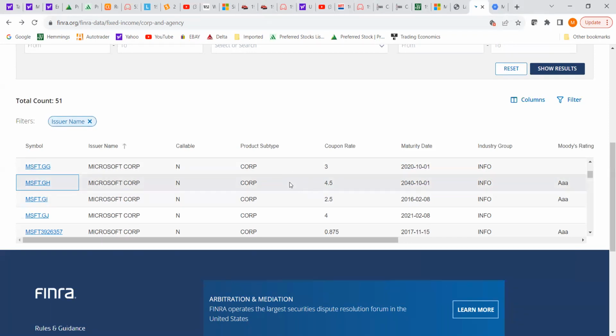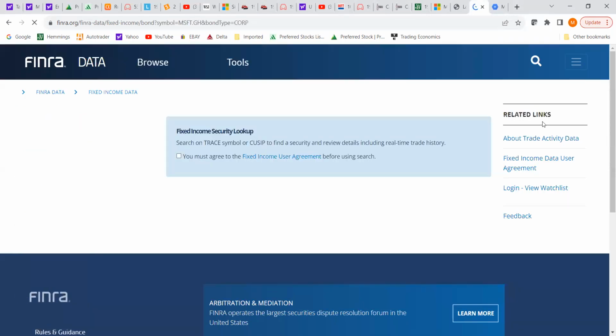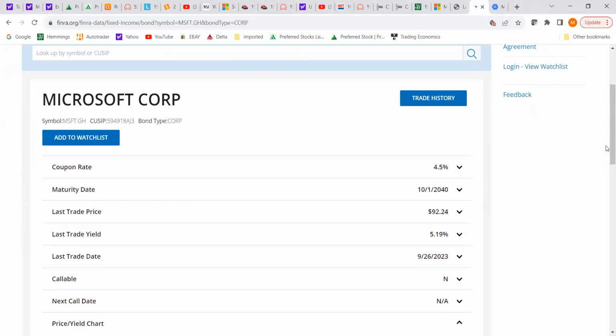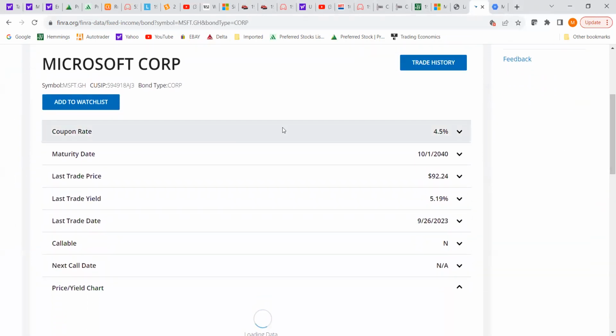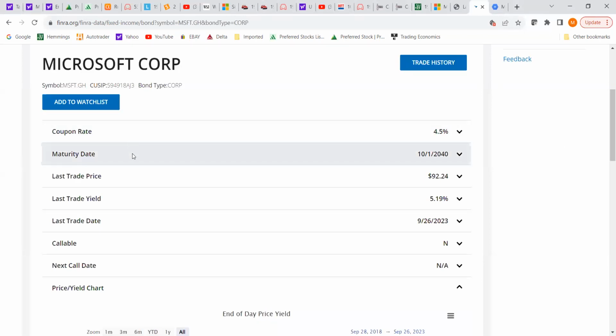All right. So notice that I don't know what it's trading for. I don't know how much this thing is trading for. I have no idea what to pay for it. Well, they take care of us by saying you can click on this and it's going to come up where it's going to give you a price, but it should be a quote. All right. So Microsoft Corp, this is the one. Coupon rate is 4.5%. We saw that. Maturity date is 10/1 of 2040. We saw that. And we see that a yield is higher than the coupon. How come? Because it's trading at a discount.